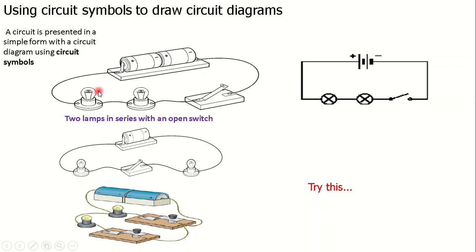Then the lamps, we have two lamps here represented by this, and then we have a switch represented by this, an open switch. Now you can pause the video at this point to try these two. Try and see if you can represent the circuits here using symbols.